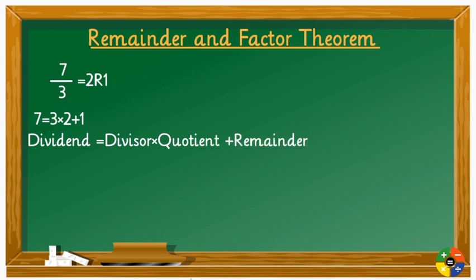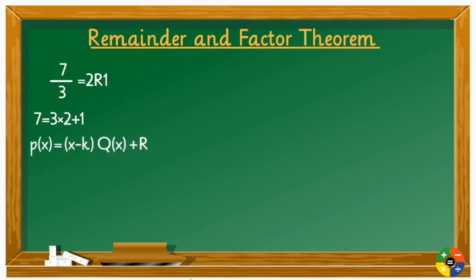Now, taking this knowledge to polynomials, let the polynomial p of x be the dividend, x minus k the divisor, q of x the quotient, and r the remainder. From above, we can write p of x is equal to x minus k into q of x plus r. This is the remainder theorem and states that when p of x is divided by x minus k until a constant remainder r is obtained, then p of k is equal to r.